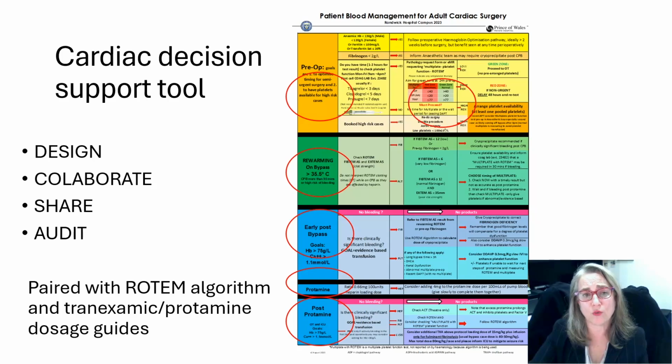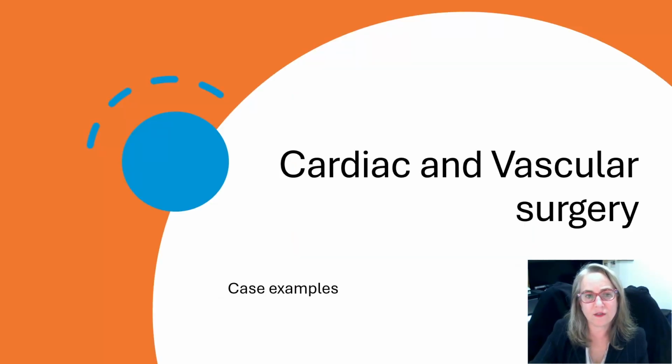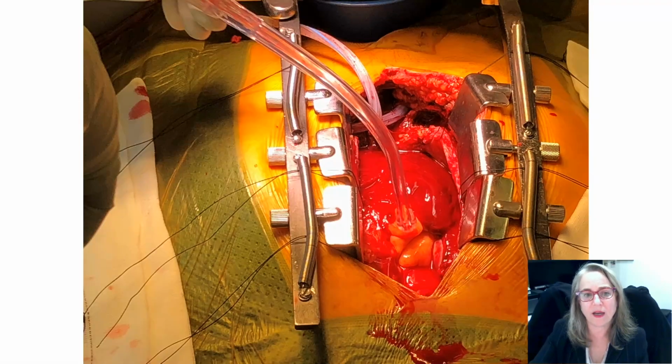And we've also developed this decision support tool that helps the residents on the ward preoperatively to look at who's at risk for bleeding, looking at fibrinogen and their pre-op multiplate, a bit about rewarming post-bypass and the ICU. So this is also available from me, and just an example of how we have now created another decision support tool. So just to finish up with a few examples from cardiac and vascular surgery.